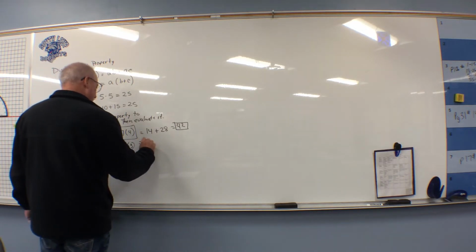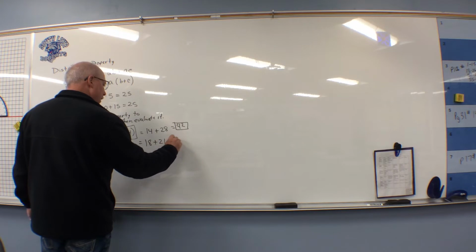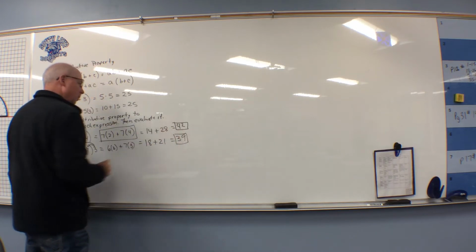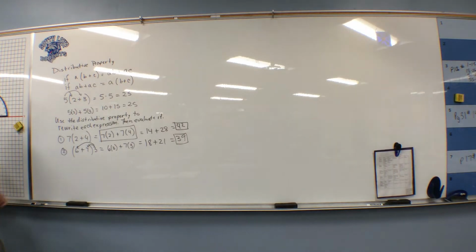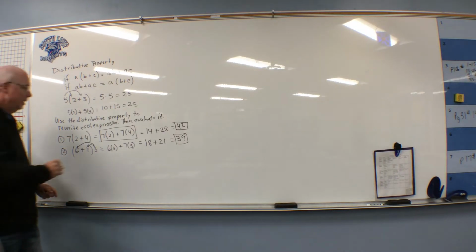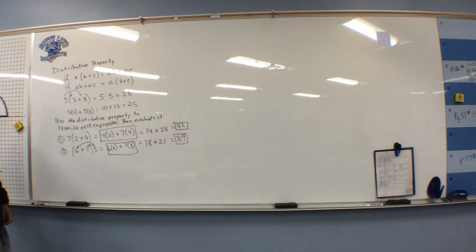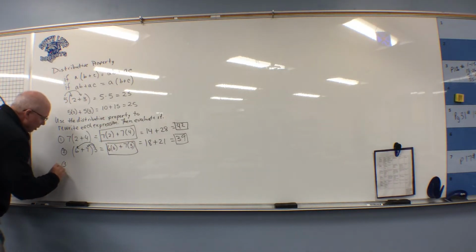So what I get is 18 plus 21, which I believe is 939. Make sure I get these right, 1242. Okay, so this is using the distributive property to rewrite the expression and then to solve for it. Okay, now I'm going to show you that it works.